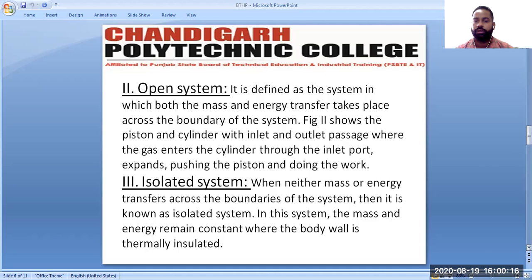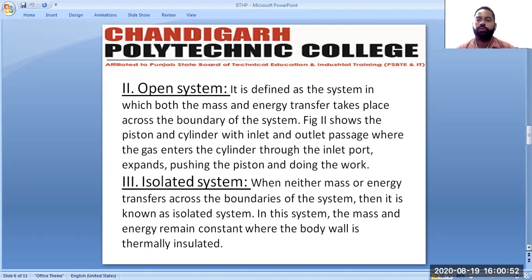The figure shows the piston and cylinder with inlet and outlet passages, where the gas enters the cylinder through the inlet port, expands, pushing the piston and doing work. The third system is the isolated system. When neither mass nor energy transfers across the boundary of the system, it is known as an isolated system. In this system, the mass and energy remain constant, where the body wall is thermally insulated. In a closed system, the energy transfer.